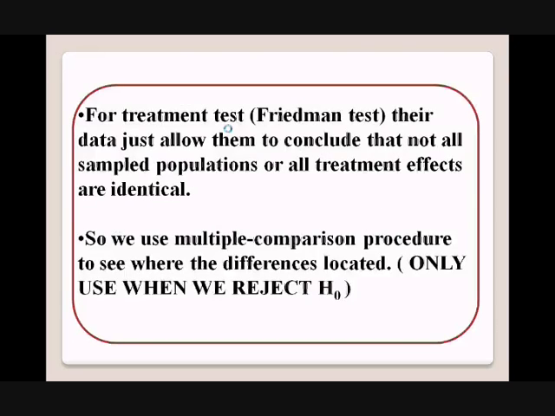We know that Friedman test results just allow us to conclude that not all sample populations or all treatment effects are identical. So, to see where the differences are located, we use the multiple comparison procedure. Note that these multiple comparison procedures are used only when we reject H0.